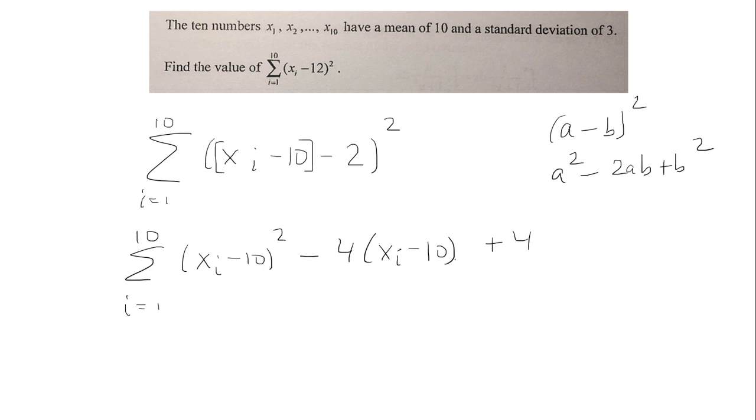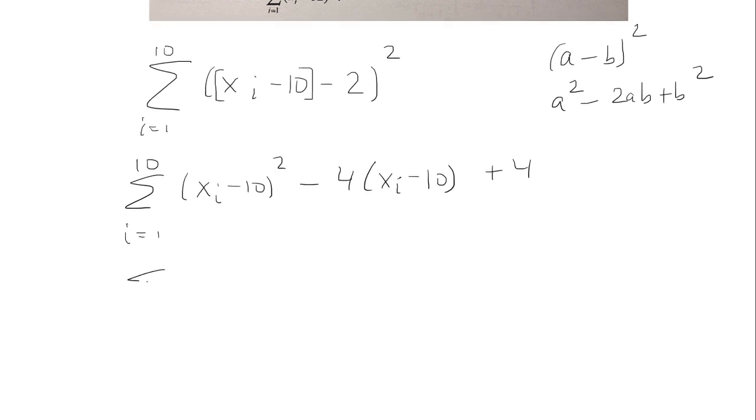So now I'm going to break this up into 3 different sums. So the first sum is going to be the sum of (xi minus 10) squared. The next one is 4 times the sum of (xi minus 10). And the last one is just 4.